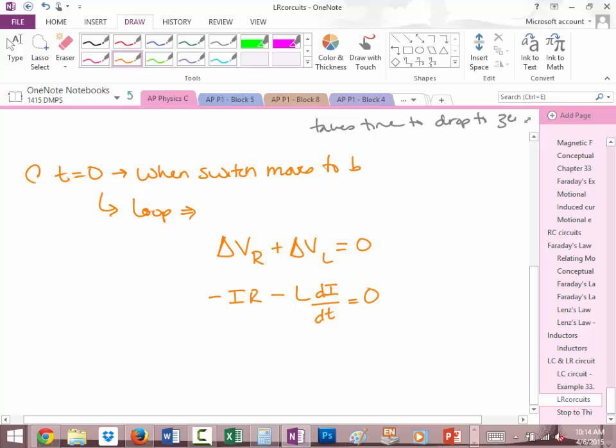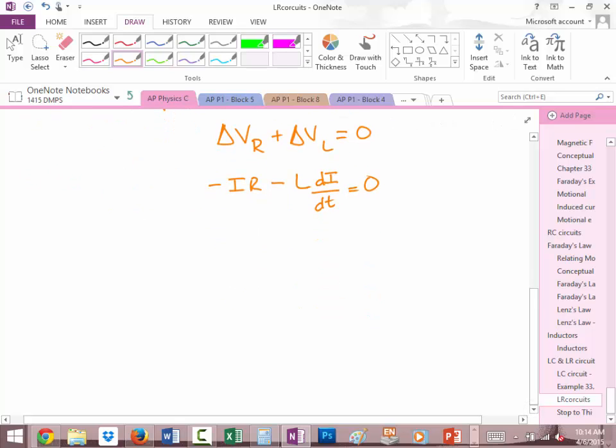I'm going to separate that out with the I's on one side and the not I's on the other side, because, you know, why not, right? So this is going to be something like dI over I is equal to negative R over L dt. Double check that and make sure that I didn't lose anything or confuse you. You can see where this is going?